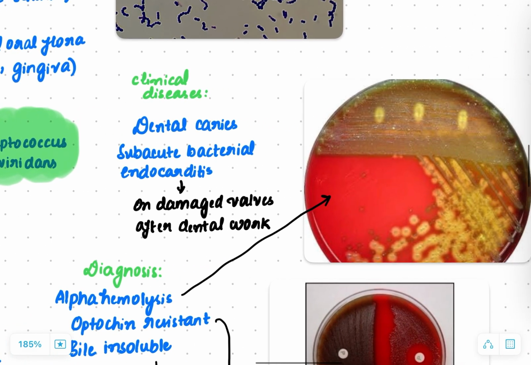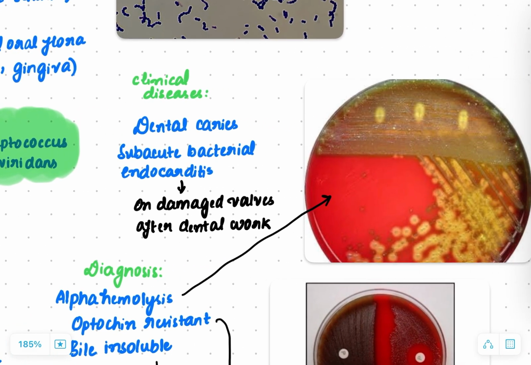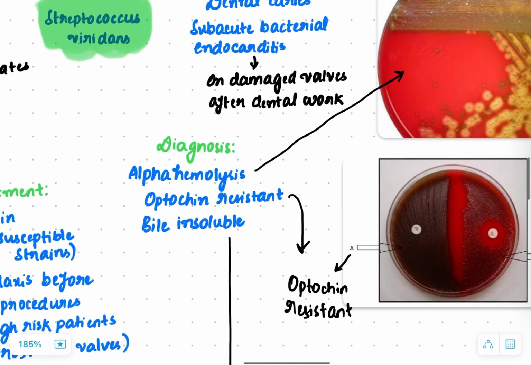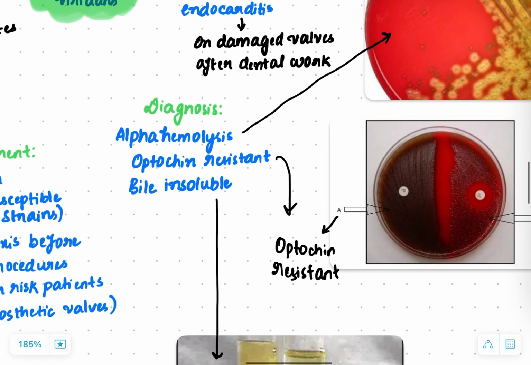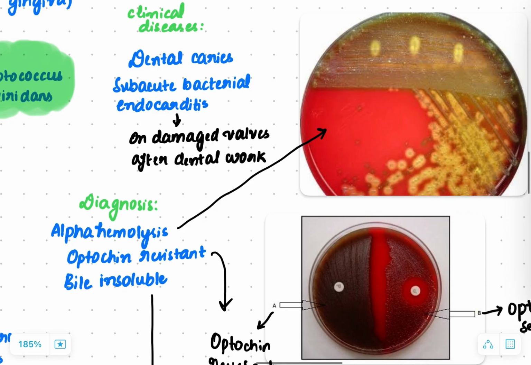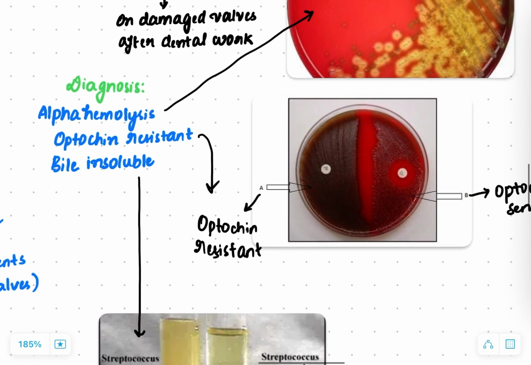Next, coming to the clinical diseases caused by Streptococcus viridans: these cause dental caries and subacute bacterial endocarditis on damaged valves after dental work. Diagnosis is based on gram staining, where we can see gram positive cocci arranged in chains, alpha hemolysis, where we can see partial hemolysis, and optochin resistance.